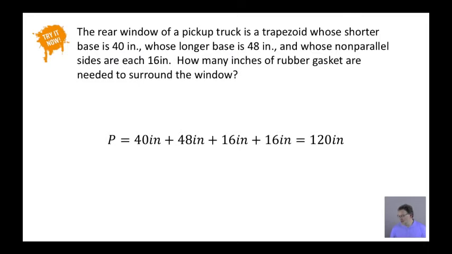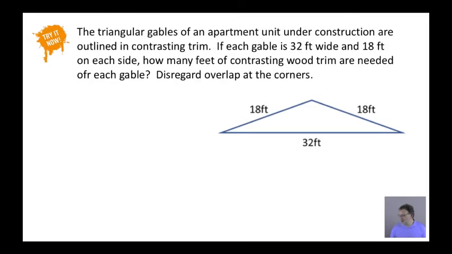Here's another problem. This is a triangular gable that's being used to support the roof of an apartment unit, and we are going to be outlining all 3 sides in some contrasting trim. So around the edges of all 3 of these sides, they're going to be placing some contrasting trim, most likely decorative in nature, to cover all 3 of those sides there.